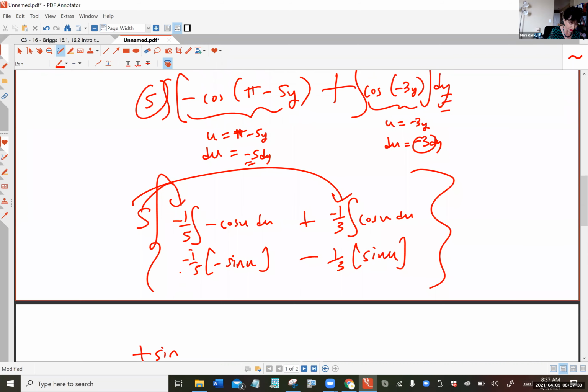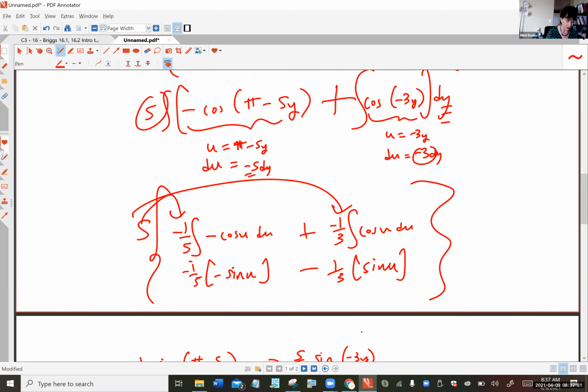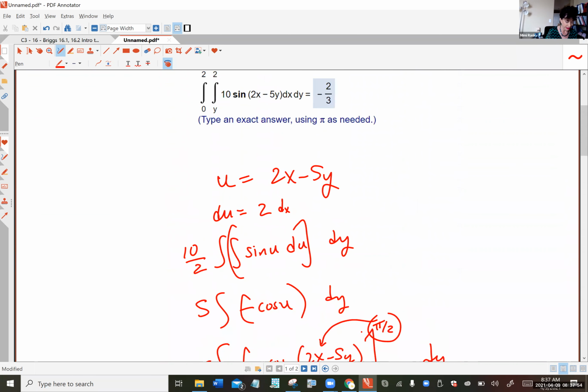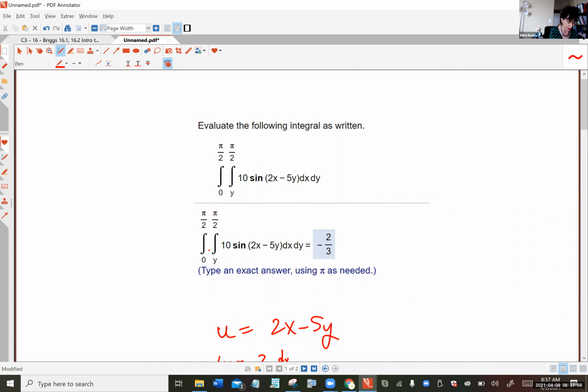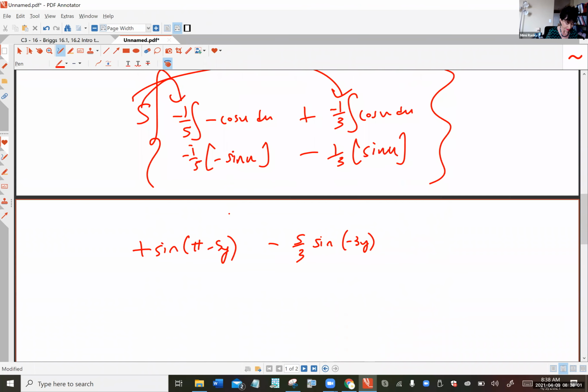I'll have a plus sine of u. But the u for the first term was pi minus 5y. And then plus, or maybe I should say a minus 5/3, and this sine of u will be sine of -3y. That was a different u. But both of those have the same limits, and the limits on that outermost integral, if we look here, was 0 up to pi halves. So we're going to evaluate this mess between 0 and pi halves.